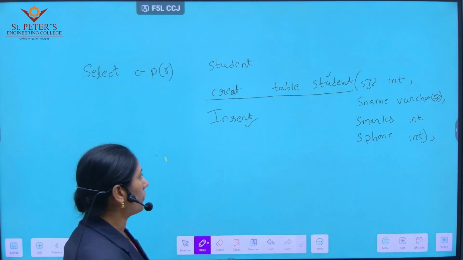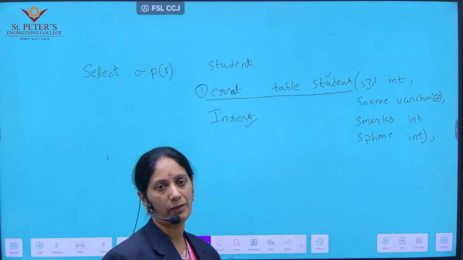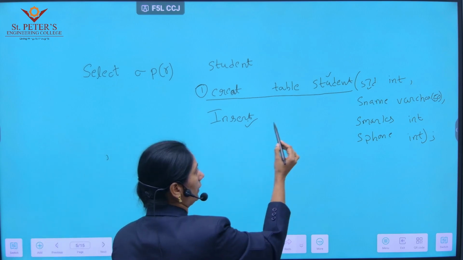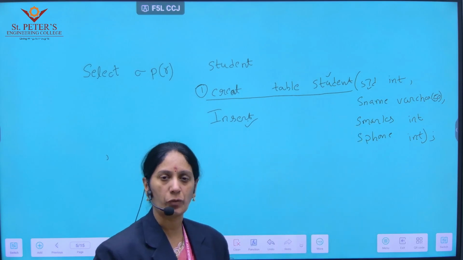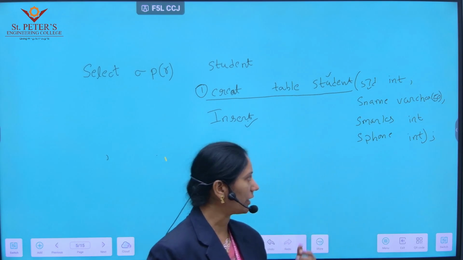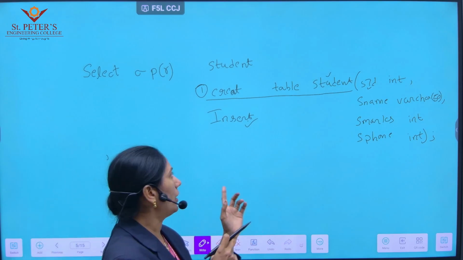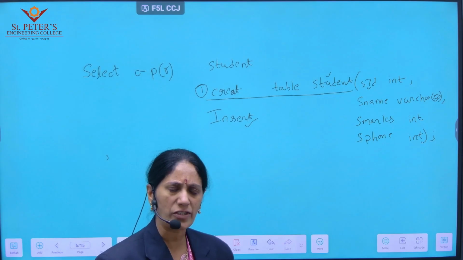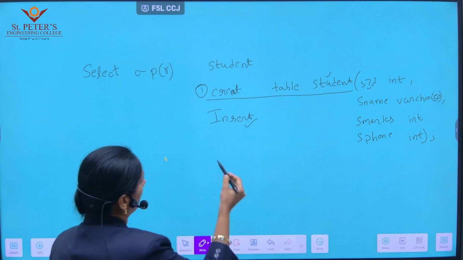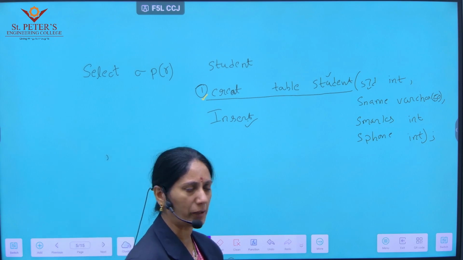In this way, first we have to create the database. What is the syntax of the creation of the database? Create table. Table name is student, ID integer, student name varchar, student marks integer, student phone number integer. Whenever we execute this statement, DBMS, followed by MySQL software, using MySQL software, the database table is created.